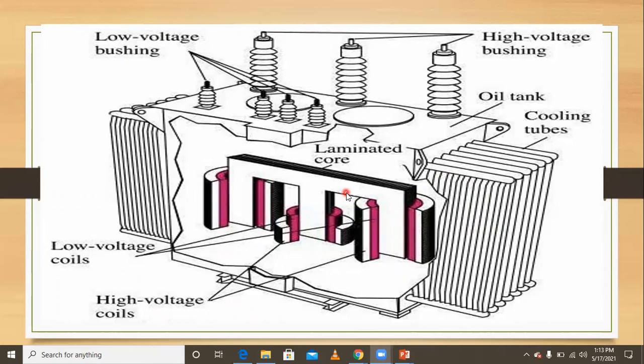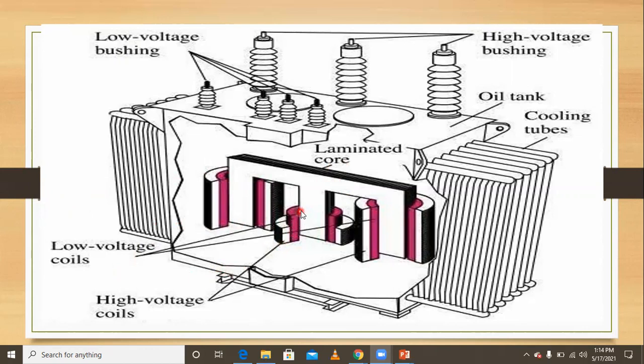Transformer oil is not used for lubrication. If any rotating part is there, generally there may be a use of lubrication. But as a transformer is a static device, there are no rotating parts. That's why it is not used for lubrication, only for insulation or cooling. Understood? And this is called low voltage winding and high voltage winding.